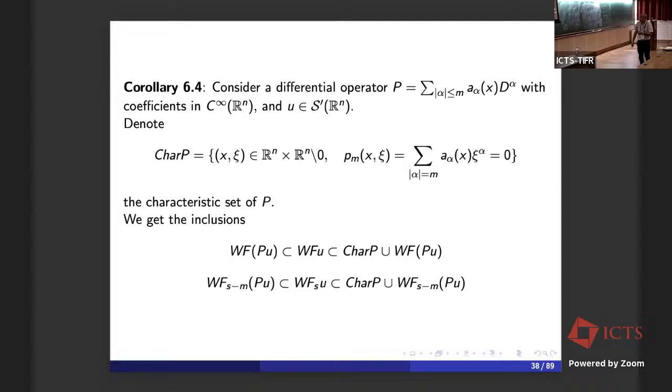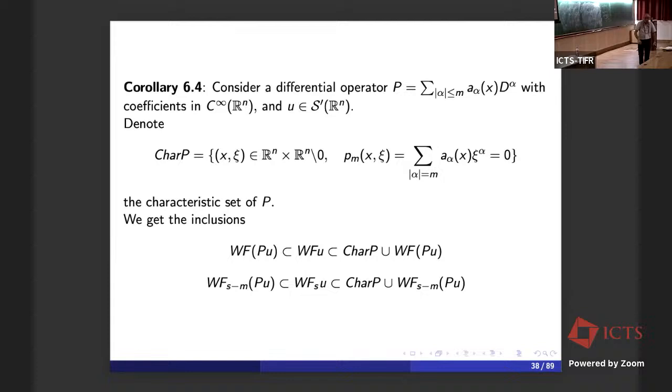But now we gain that this set, the wavefront of u, you have to look for this wavefront in the union of Char P and the wavefront of Pu. I mean, if a point (x0, ω0) is such that Pu is smooth near this point, microlocally, and ω0 is not a zero of P, you are sure that u is microlocally smooth. Inversion, parametrices, left or right, no problem.